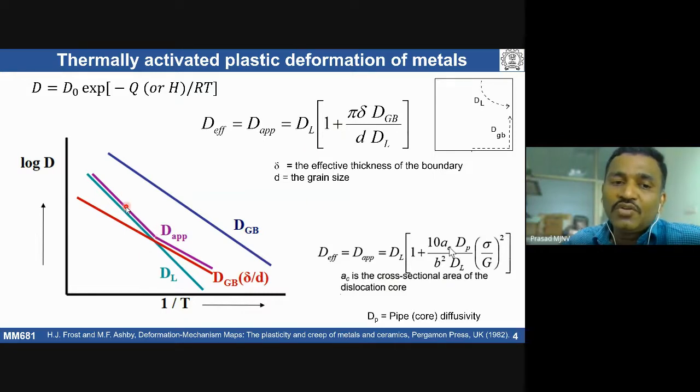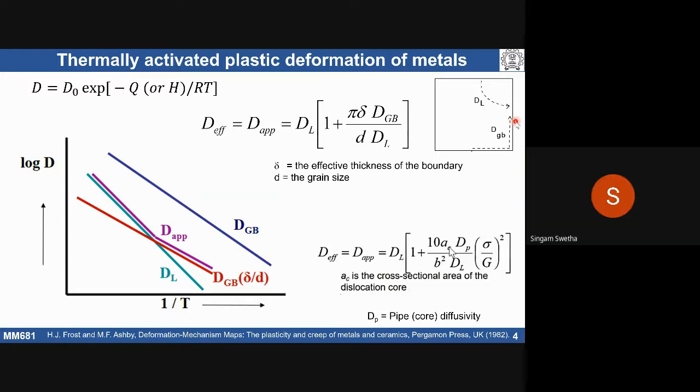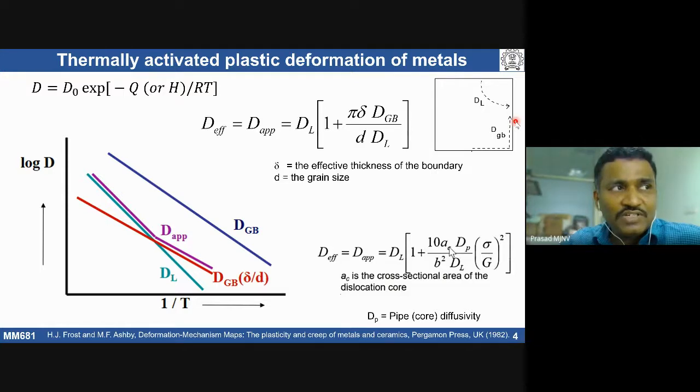How do you know the rate controlling mechanism? Any idea? For example, there are two processes happening. Now we said that in polycrystalline materials there will be lattice diffusion and also grain boundary diffusion. Which of them is rate controlling? How do you know? Any idea? Which is the slowest process? That one is the rate controlling reaction. Yeah, but is the slowest one always the dominant one?